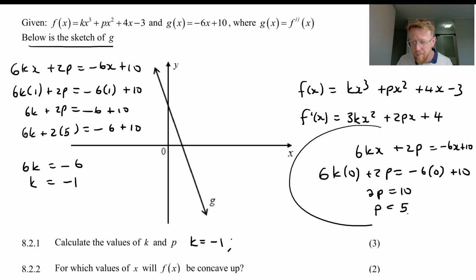I've seen this type of thing happening in 3 exam papers now that I've recorded over the last week. It's quite interesting. They seem to be throwing this in quite a bit. And then p is 5.